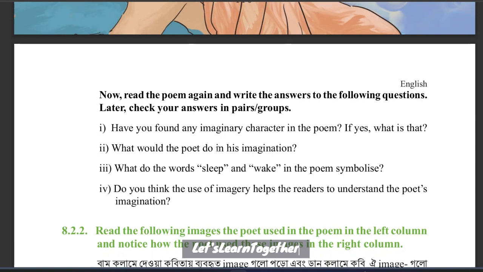Then, what would the poet do in his imagination? That means, as we have read, that in the imagination, he would have wings like a bird and then he would fly to his dear ones.